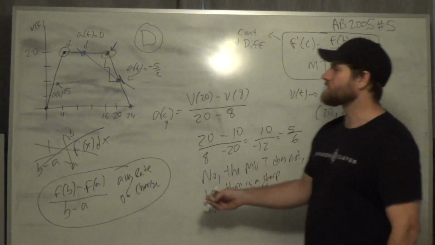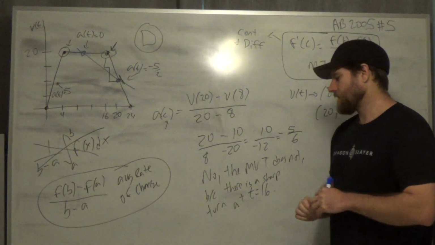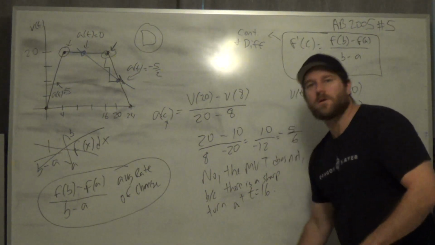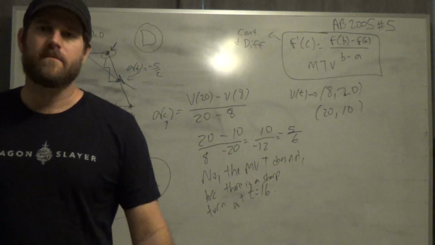And notice time equals 16 is between these two. It is on the interval. So, sharp turn or not differentiable on the interval, the mean value theorem doesn't work. And that's question 2005, number 5.